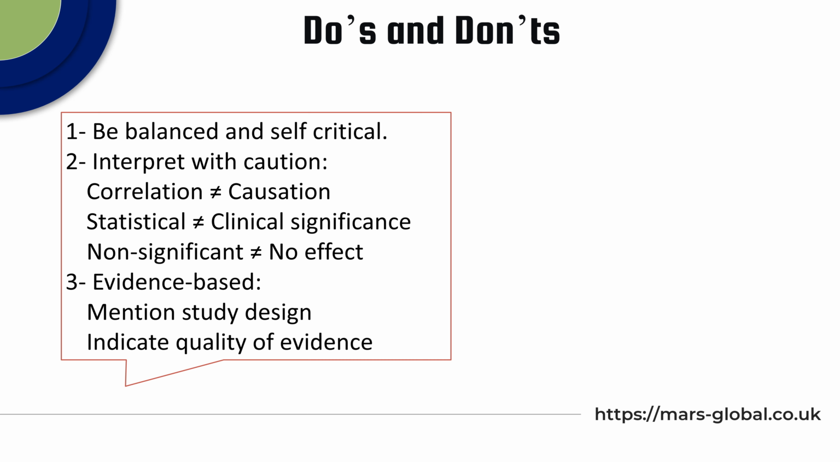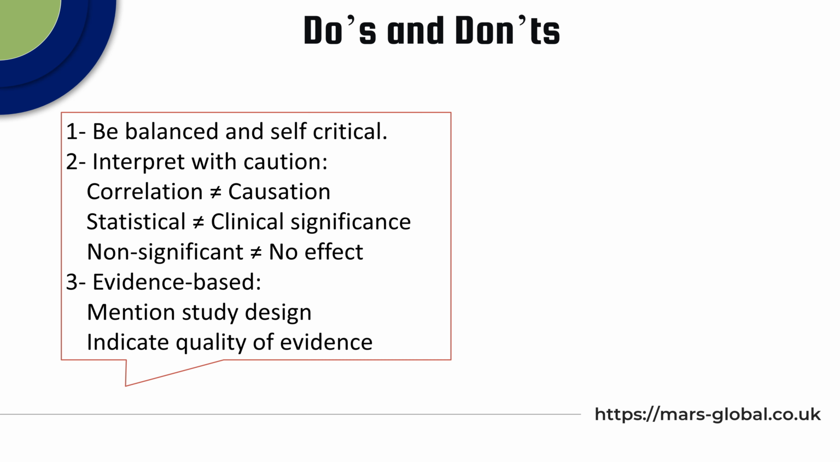Number 2. Always interpret your results with caution. Remember this important rule. Correlation does not imply causation. Just because two variables are related does not mean that one causes the other. Consider alternative explanations and confounding factors that may influence the observed relationships.